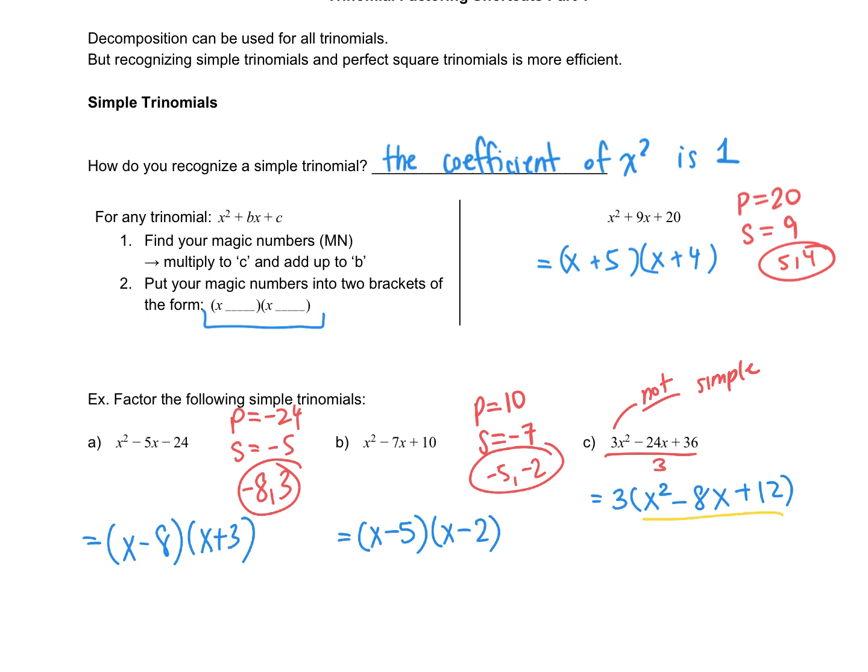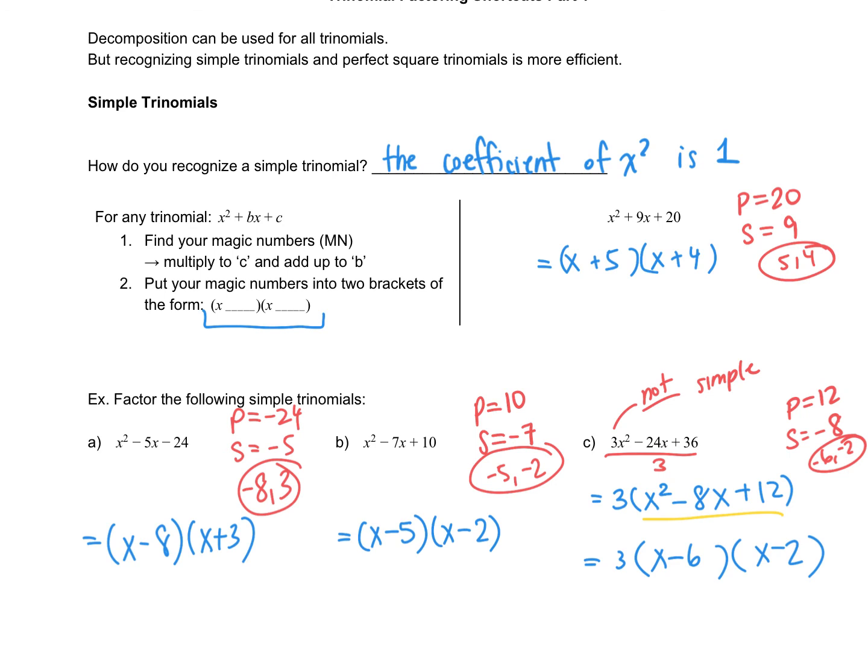In my next step, I will leave the 3 in front and then set up my two brackets. But now I can just find my product and sum. So I need my numbers to multiply to the 12, and the sum is going to be negative 8. So again, they're both going to have to be negative here. So our numbers are negative 6 and negative 2. So we can jump to our brackets. So the 3 is out in front, x minus 6, x minus 2. And there you have it.